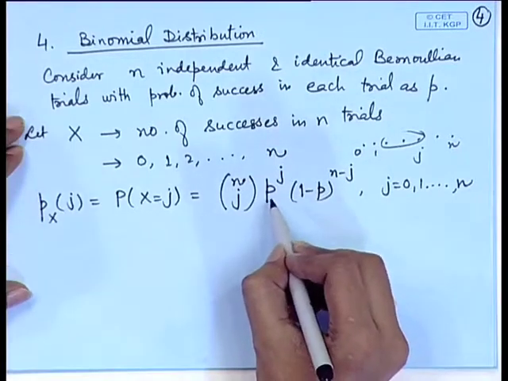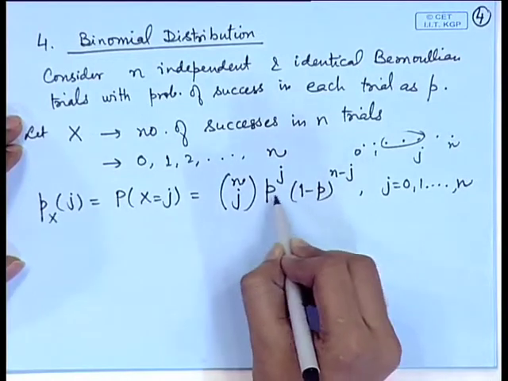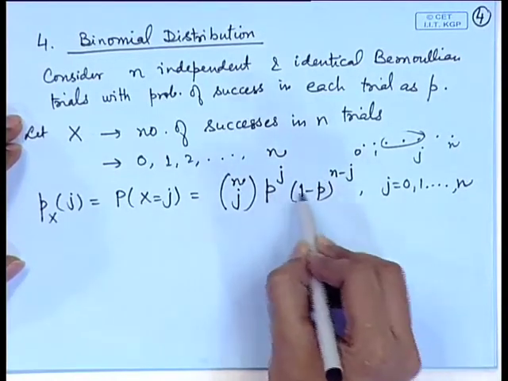Here we have made use of the independence of the trials, because the probabilities of individual trials, whether success or failure, have been multiplied.